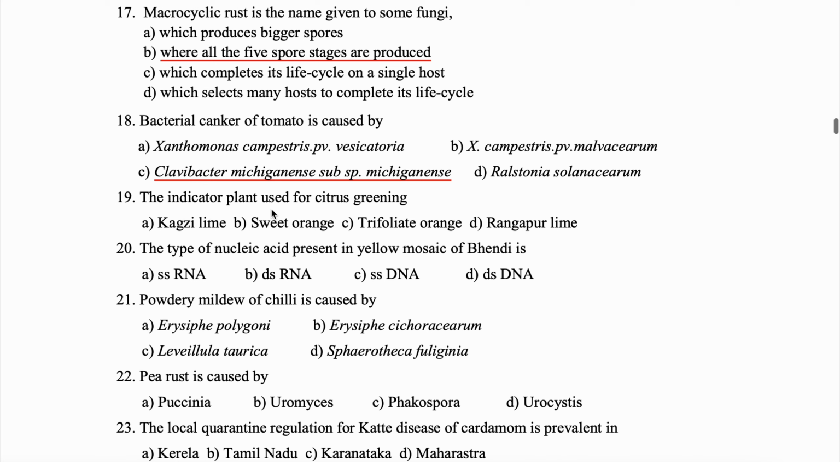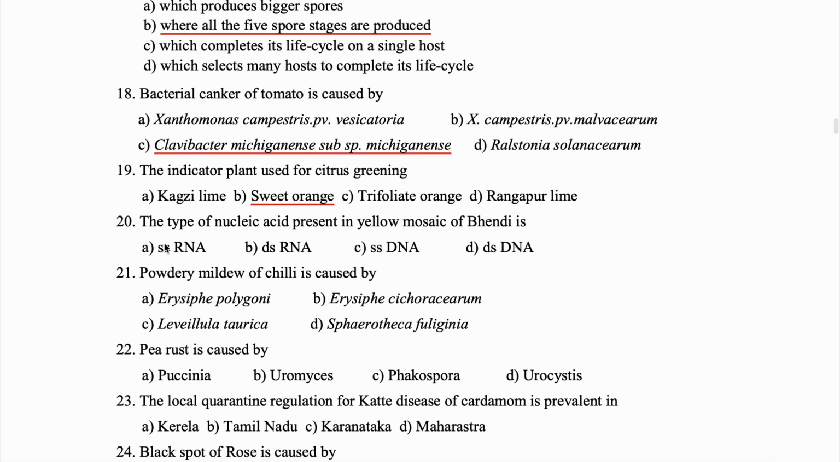Question 19. The indicator plant used for citrus greening. Citrus greening, it will be sweet orange, but we need to understand or remember the other indicator plants as well. Like Kagzi lime is the indicator plant for what disease? That is Citrus tristeza. This trifoliate orange is for what? This is for exocortis, right? So we need to remember the indicator plants for the diseases.